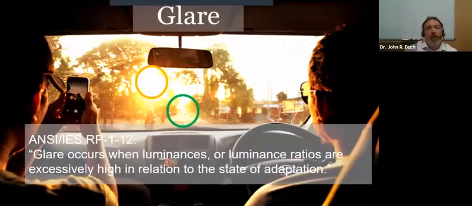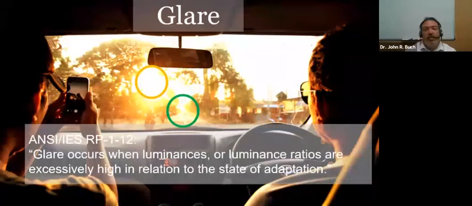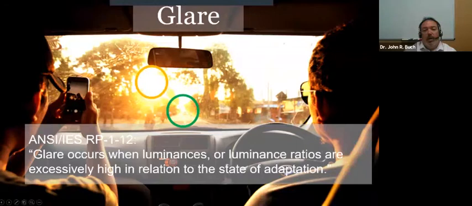Okay. Next, I want to talk a little bit about glare. Glare occurs when the luminances or luminance ratios are excessively high in relation to the state of adaptation. That's just a Nancy definition. They also describe the luminance ratios, which is important to know. The luminance ratio of an object, here circled in green, is how bright our object is compared to how bright the glare source is.